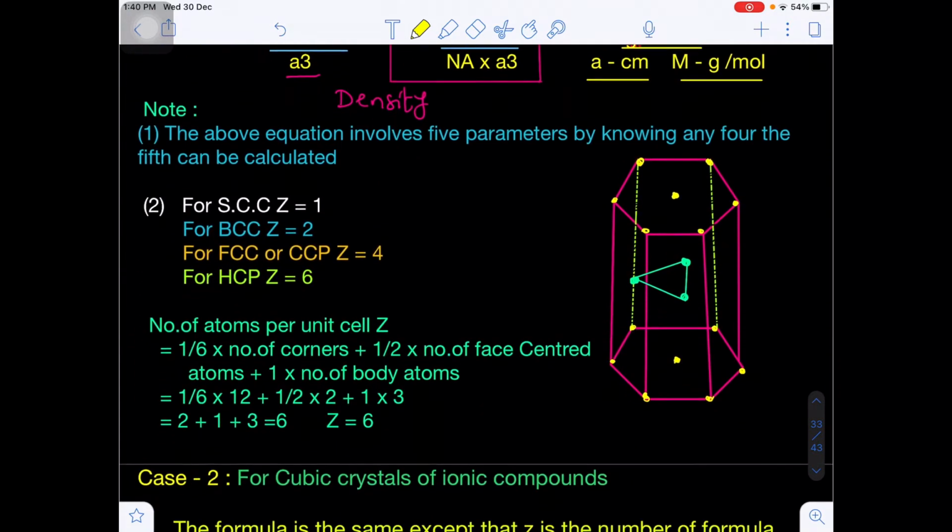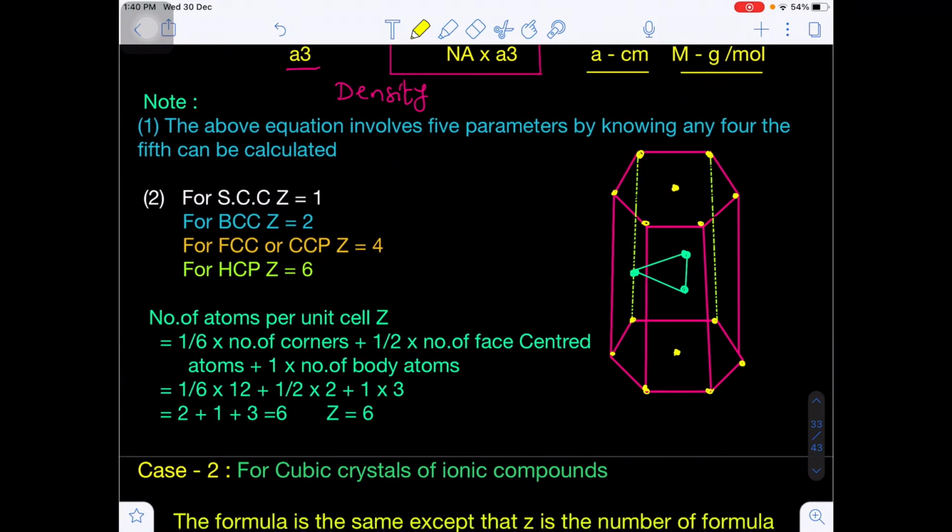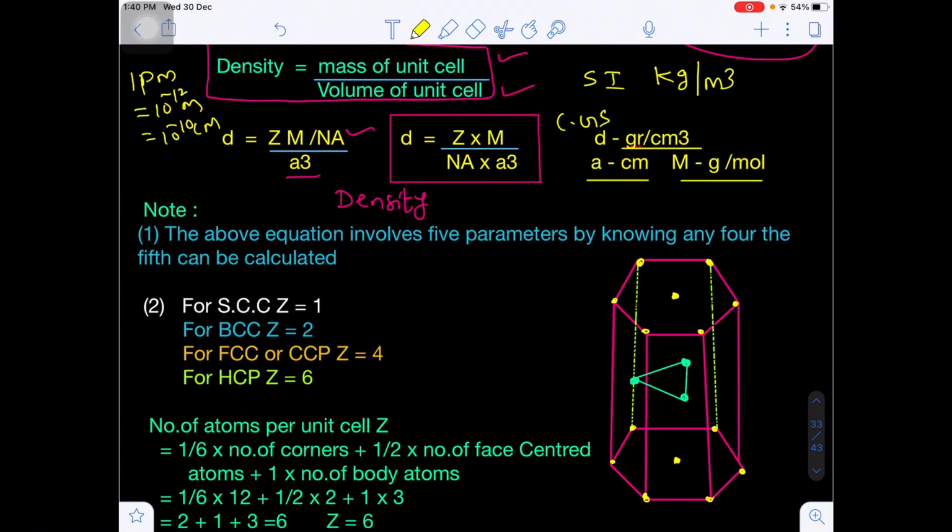Now the important thing is that the above equation has a total of 5 parameters. What are the 5 parameters here? Number 1, density. Number 2, number of atoms per unit cell. Number 3, molar mass of the element. Number 4, Avogadro constant. And number 5, edge length of the unit cell. Out of the 5 variables, if any 4 variables are known, with the help of those we can calculate the 5th variable. Yes, this is very important. Are you getting my point?